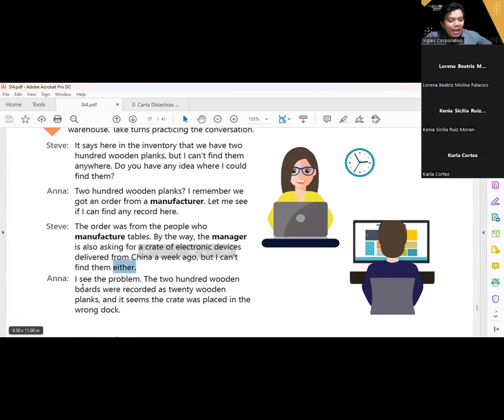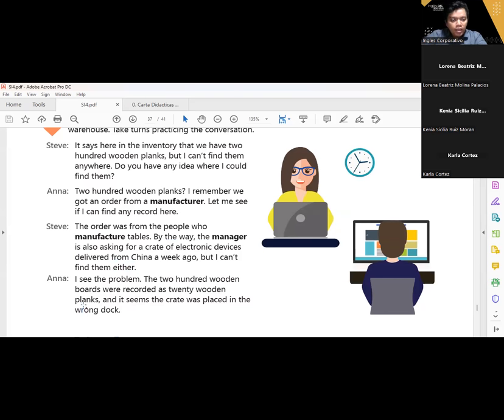Anna: I see the problem. The 200 wooden boards we recorded as 20 wooden planks. And it seems the crate was placed in the ground dock.